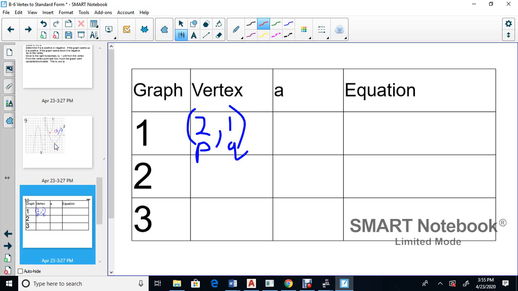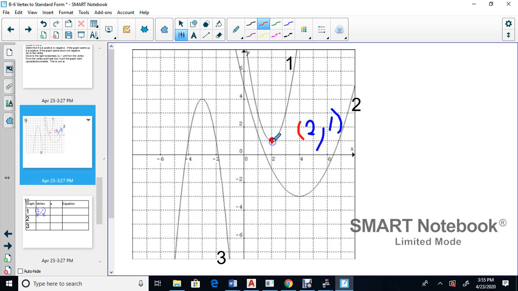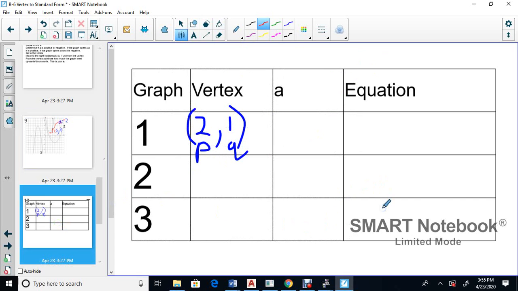Now let's go figure out a. So for a, we go over 1. It doesn't matter which way. You go over 1, just 1 square, and then you count how many you go up. 1, 2. So a equals 2 for this graph. You go over 1 square, and then you count how many till you hit the graph. So a is 2. Now it opens up, so it's positive 2. We can just put 2.